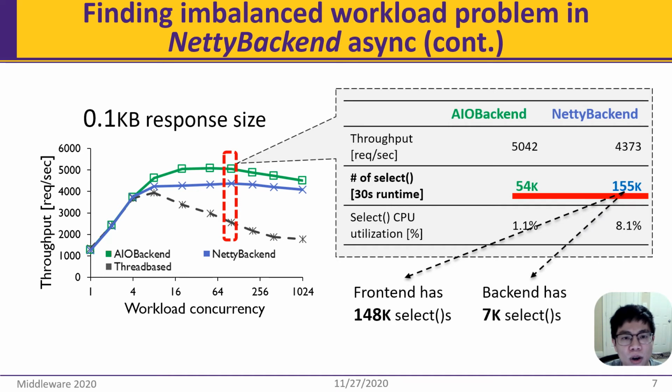Such an imbalanced workload problem causes the spurious system calls in the front-end reactor thread and leads to the high CPU overhead and performance drop in the native backend. Now, the question is how to avoid multi-threading overhead in the AL backend and also to avoid the imbalanced workload problem in the native backend.